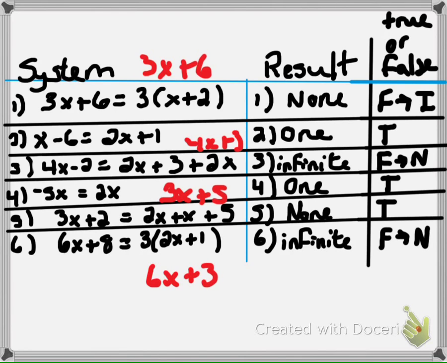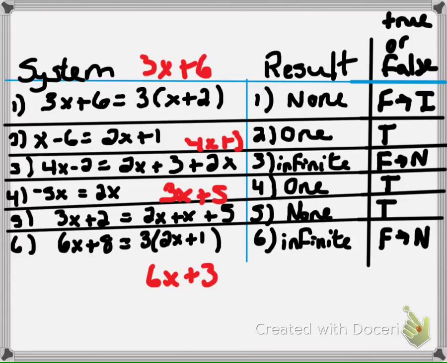And then last, I have 6x plus 8 here, and this is going to be 6x plus 3. So I have another one of those problems where the slopes are the same, but the y-intercepts are different. That means those lines are going to be parallel, and if they're parallel, there are no solutions. This is false. There are no solutions.